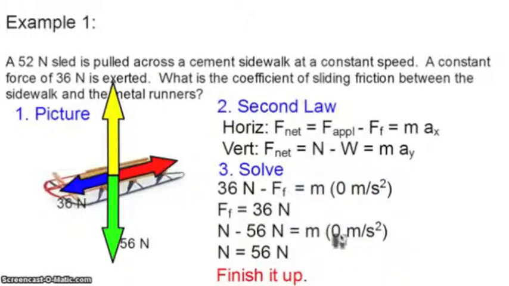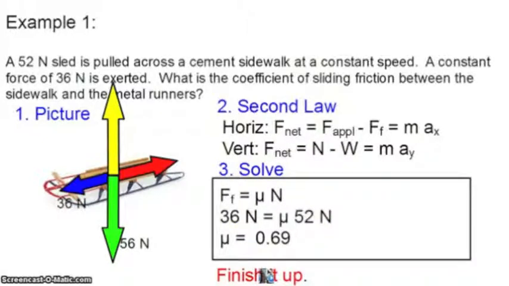Since the force of friction is equal to the coefficient of friction times the normal force, we can see that 36 newtons must equal mu times 52 newtons. Once you do the algebra to solve, mu is equal to 0.69. And mu is a unitless quantity, because newtons divided by newtons cancel out and you're left unitless.